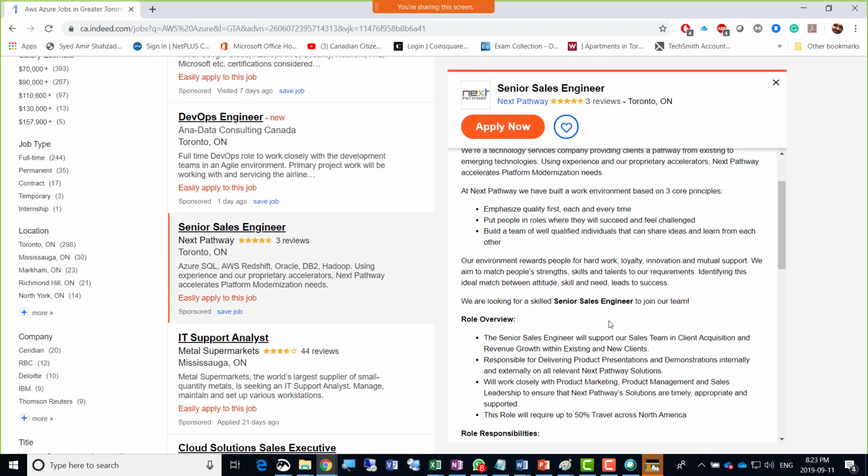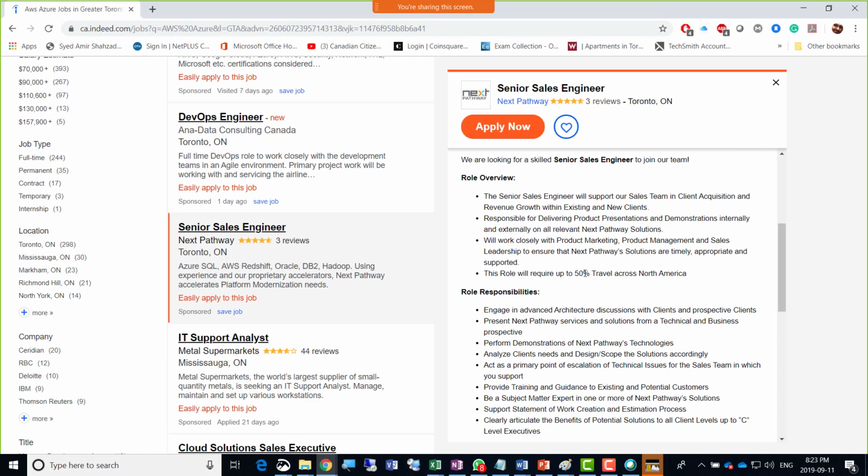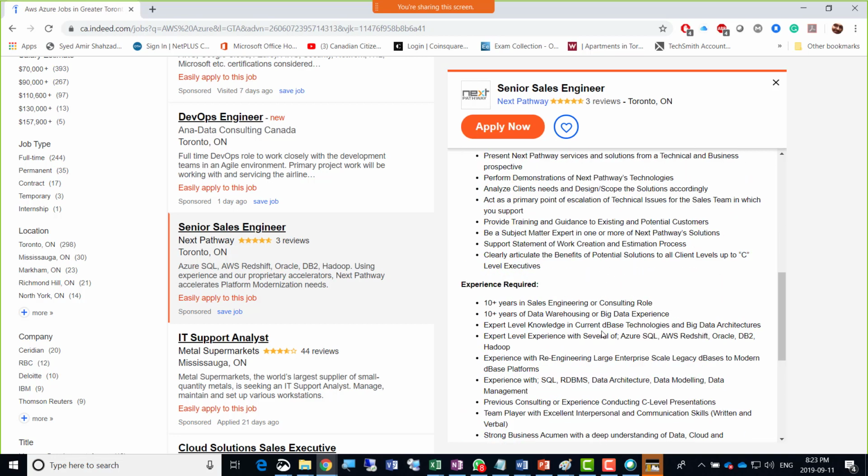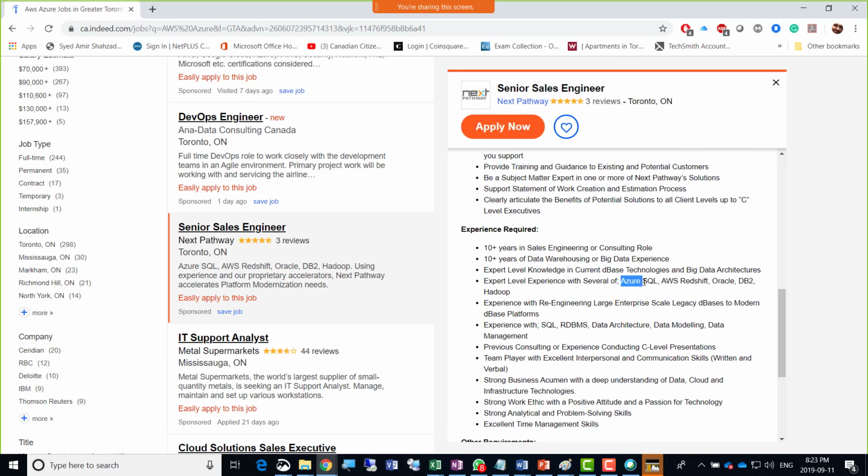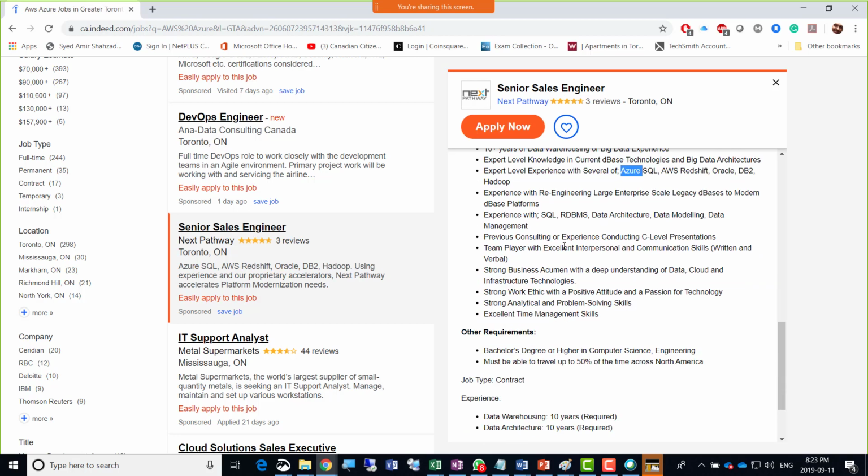And then they're asking about Oracle. Then they are asking about SQL. But then there is that Azure. They're more about databases. So if you have a database background, then you're good. But it's pretty much asking about Azure.